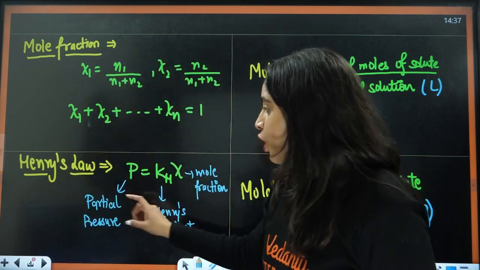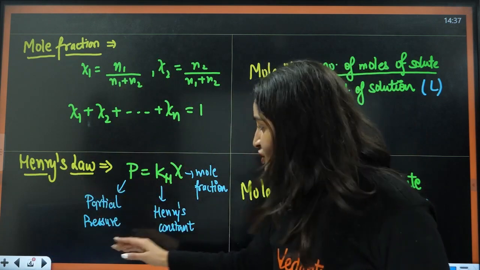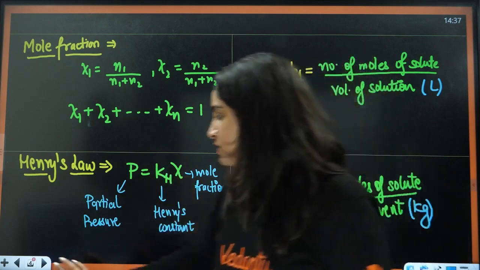Next, we have Henry's law, where P is equal to KH times the mole fraction, where P is the partial pressure and KH is the Henry's constant.